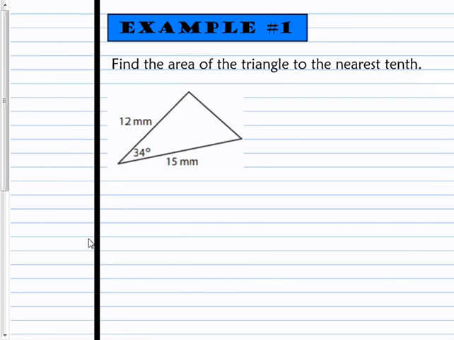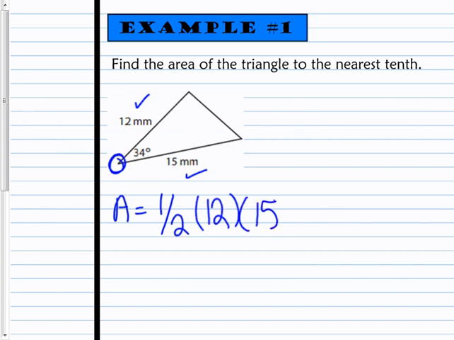We're going to find the area of the triangle to the nearest tenth. Area is 1/2. Okay. I see I have a side, and I have an included angle. So I'm good to go. 1/2 times 12 times 15, there are my two sides, times the sine of 34. Okay, always sine, never cosine, never tangent.